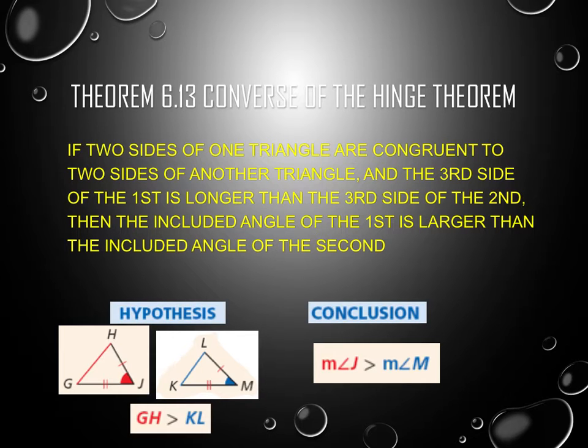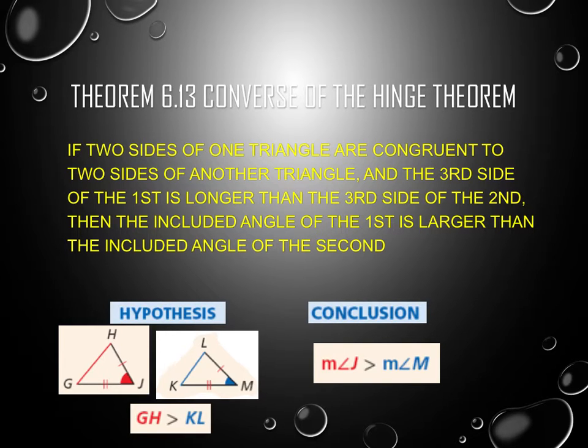So in words, this theorem states, the converse states that if two sides of one triangle are congruent to two sides of another triangle, and the third side of the first triangle is longer than the third side of the second, then the included angle of the first is larger than the included angle of the second.